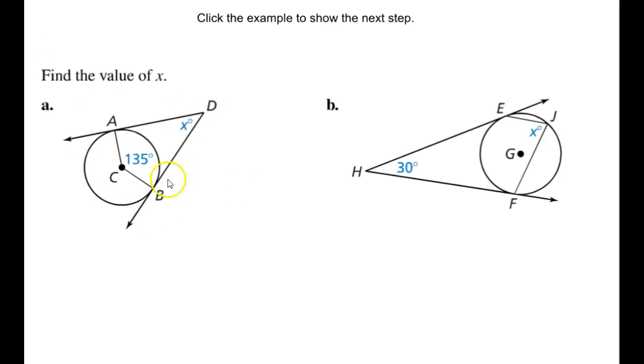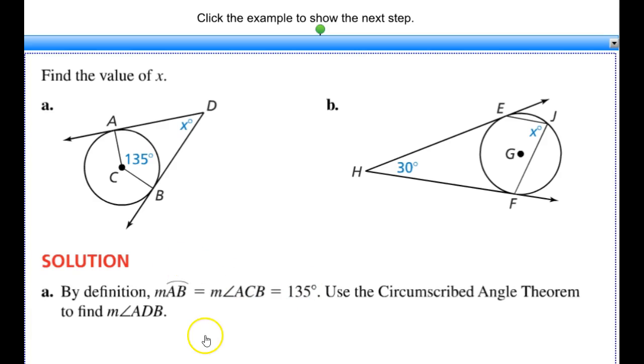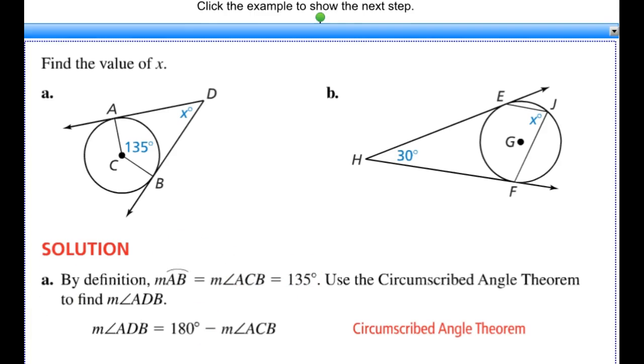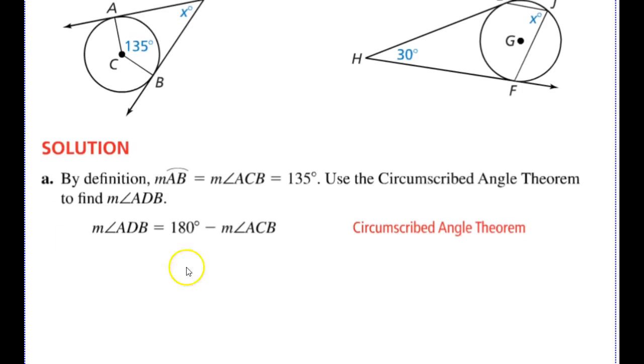So here I see that ADB is going to be my circumscribed angle because it's tangent on both sides of my circle. I'm given the central angle, which is 135. So to find the value of x, I go ahead and I use that central angle, circumscribed angle theorem, and I subtract it from 180, which gives me 45. So now let's look at the second example.